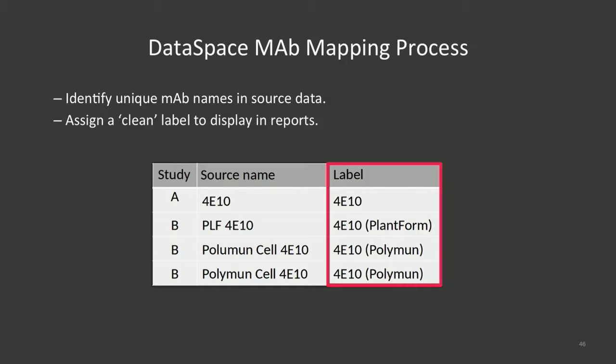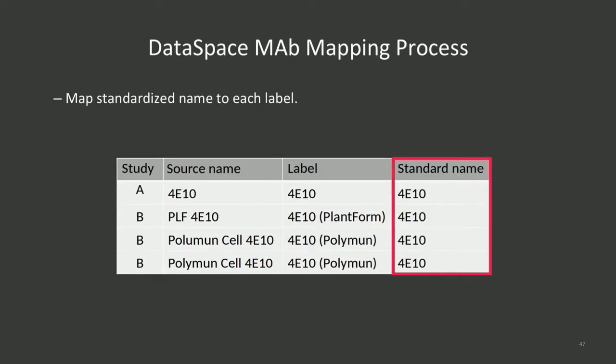So we're going to walk through that process a little bit here. You have study A and B, and this is actual data that we had to work with: we have 4E10, and we've got 4 different versions of that. One of those is probably misspelled. The source name is what the lab gives us. The label name is us cleaning up that MAB name. The labs thought it was important to denote what source the MAB came from, Polymun or Plantform. These are different companies, I believe, and so we maintain that here in the label. And then we finally say, OK, we know this is all 4E10, so we have this standard name.